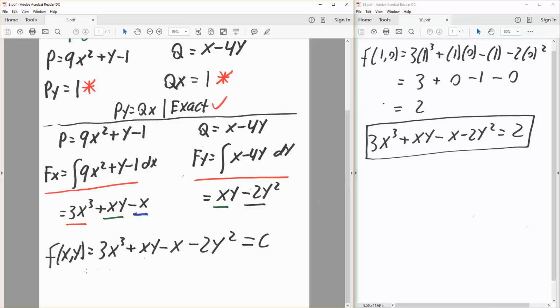And so our final answer would be f(x, y) is equal to 3x cubed plus xy minus x minus 2y squared is equal to 2. Our c value is 2. And that's all we need to do for this exact equation.